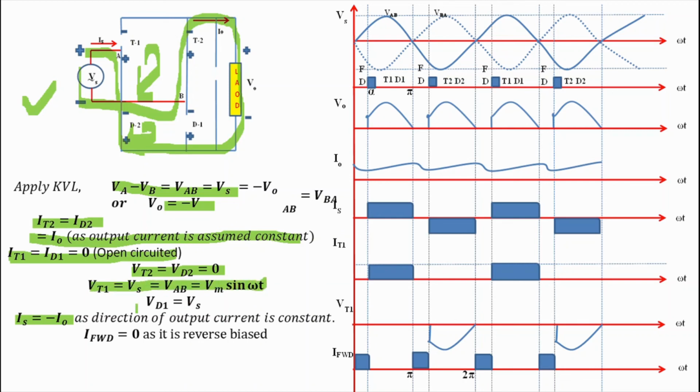Now see the waveform. Here from pi plus alpha to 2 pi, V0 equals VBA. I0 is constant. Is equals minus I0, IT1 equals 0, and Vt1 equals Vs, and that is equal to VBA, means VAB. So VAB will appear across this thyristor T1, and here in this interval, due to reverse bias, the freewheeling diode current is equal to 0.